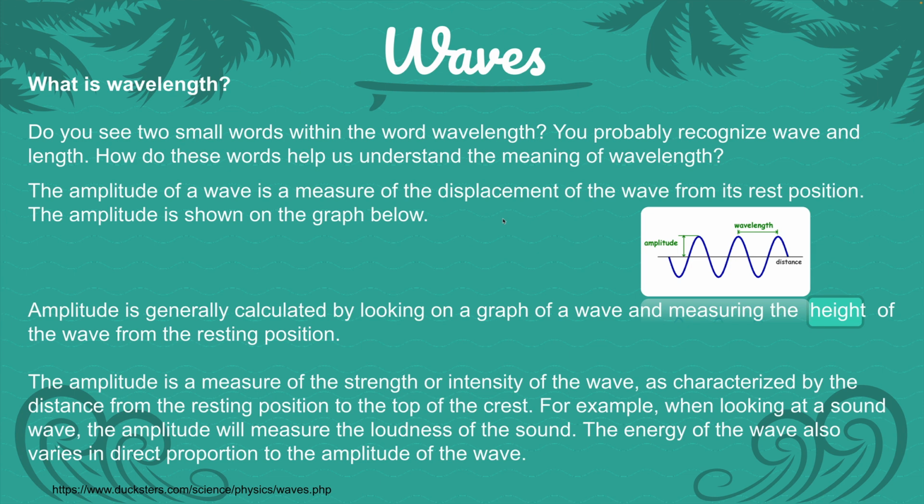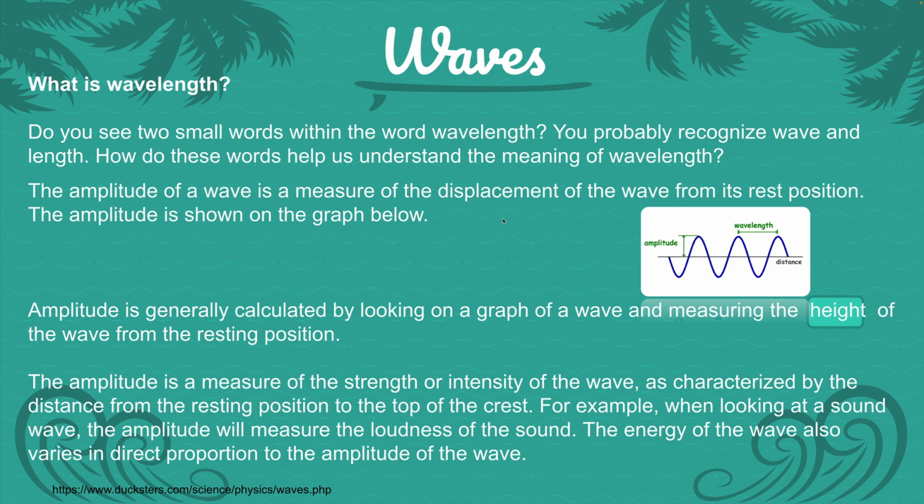The amplitude of a wave is a measure of the displacement of the wave from its rest position. The amplitude is shown on the graph below. You can see there's a straight line in the middle of the wave, and from that point up to the top of the crest is the amplitude, or from that point down to the bottom of the trough could also be considered the amplitude.